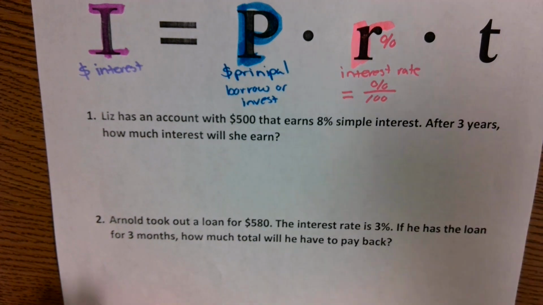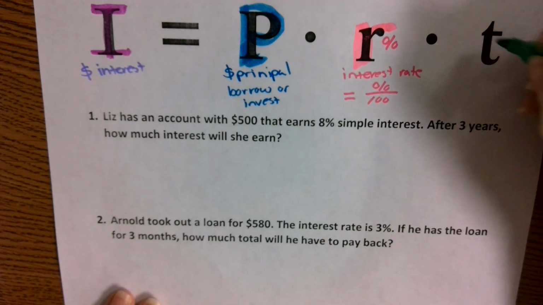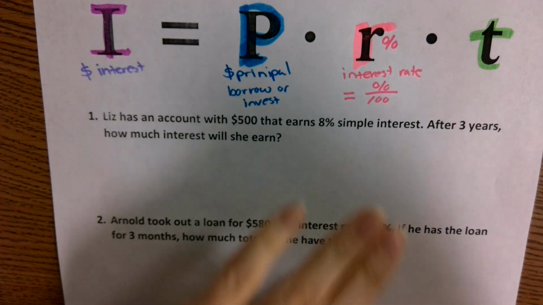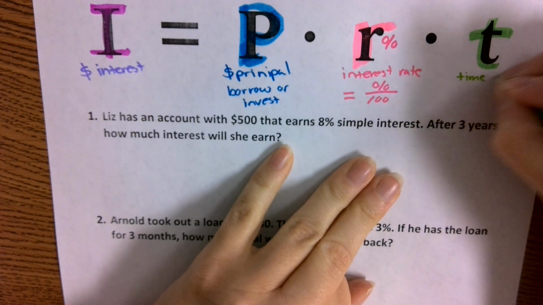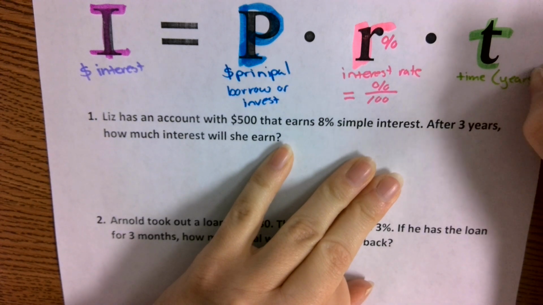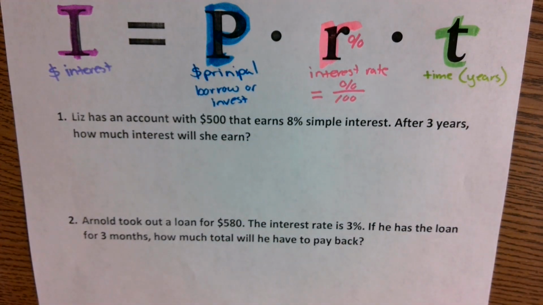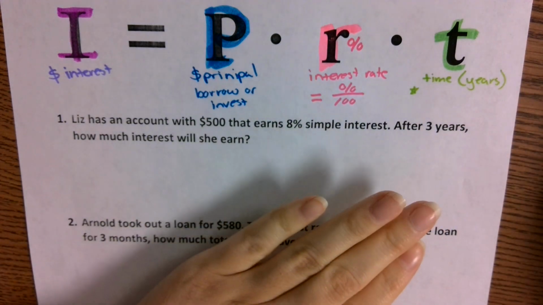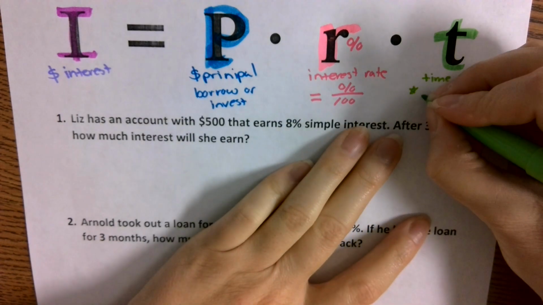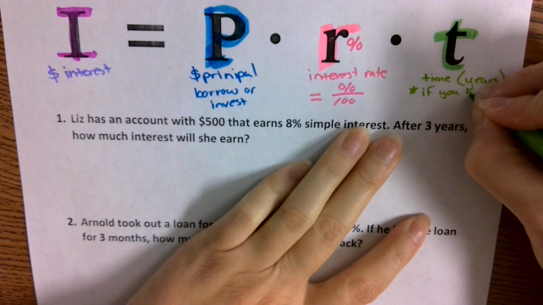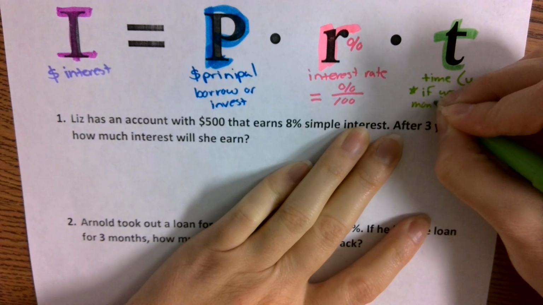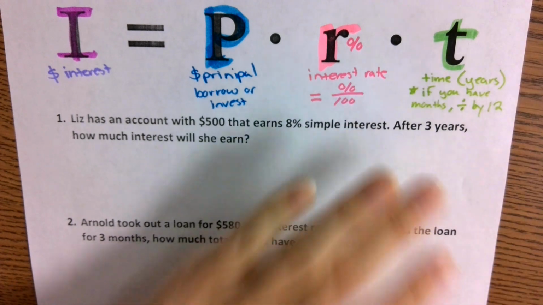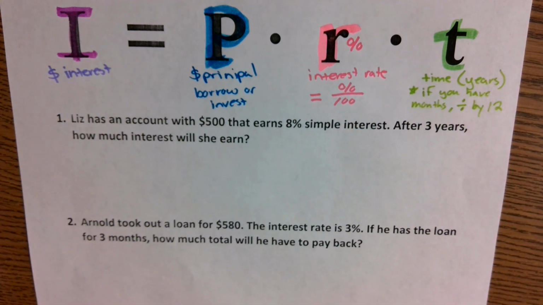And then T, time, represents the time, but most importantly, the specific type of time. It is only going to represent it in years. The time must be written in years. So if they give you something that is not in years, like months, how many months are in a year? 12. So if you have months, then you're just going to divide by 12. If you are given months, you're going to put it over 12.